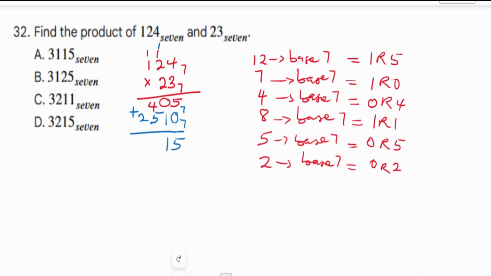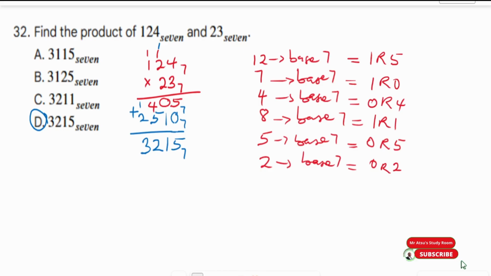And 9 to base 7 is 1 remainder 2, right? And that's what I did for all of these, but because they are less than 7, I just wrote the numbers. But 9 to base 7 is 1 remainder 2. So we write a remainder 2 here and we bring the 1 here. And 1 plus 2 is 3. So our answer is 3215 base 7. And that is option D.